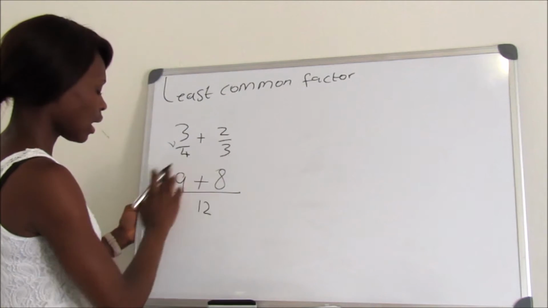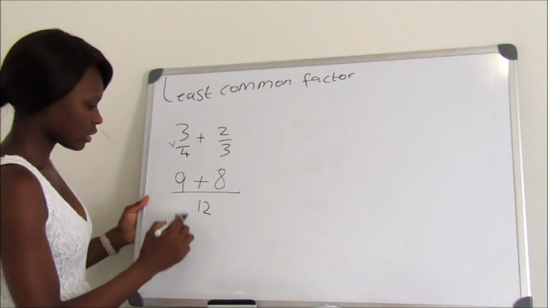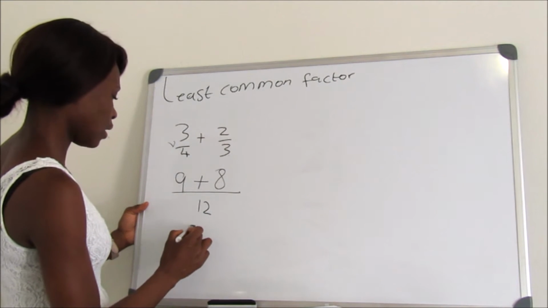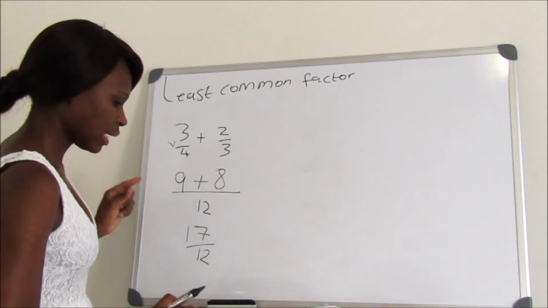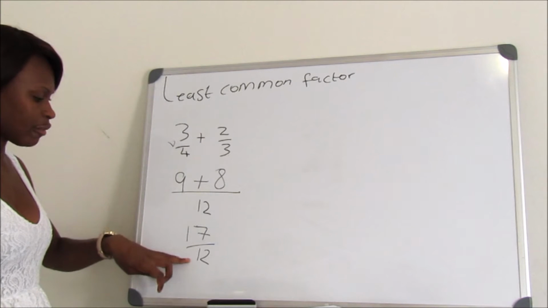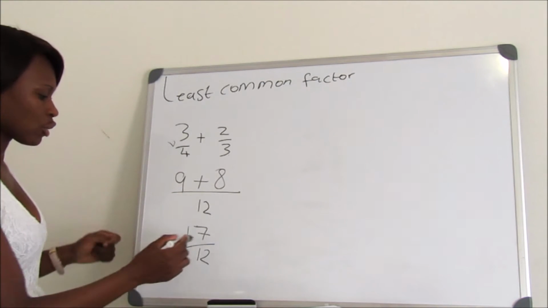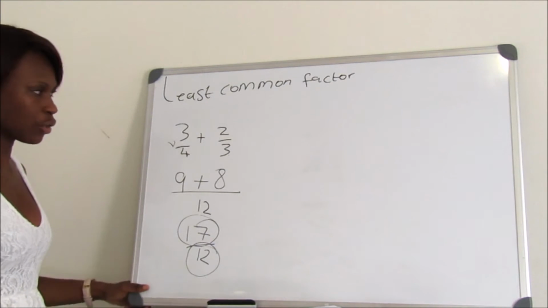Then we have now this fraction: 9 plus 8 will give us 17. Then it will be 17 divided by 12. From here, this is an improper fraction, because a bigger number is in the numerator and the smaller number is in the denominator.